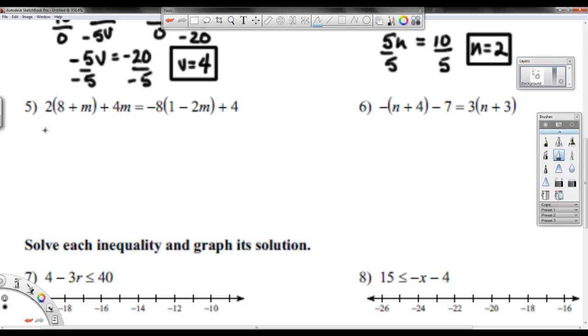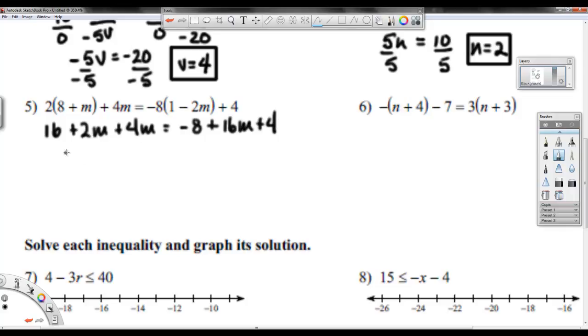2 times 8 is 16. 2 times m is a 2m. Nothing to do on the 4m yet. So I distributed. Now let's distribute on the right hand side. A negative 8 times 1 is a negative 8. Negative 8 times a negative 2 is a positive 16m. And then the 4 is just out there waiting for me to collect like terms.